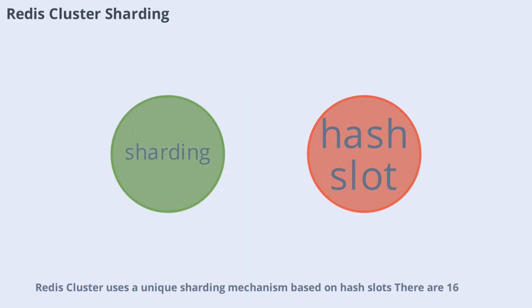Redis Cluster uses a unique sharding mechanism based on hash slots. There are 16,384 slots, and each node manages a range of these slots. When you add or remove nodes, slots are reassigned without downtime. This approach allows Redis to scale out easily and handle larger datasets than a single server's memory could support.